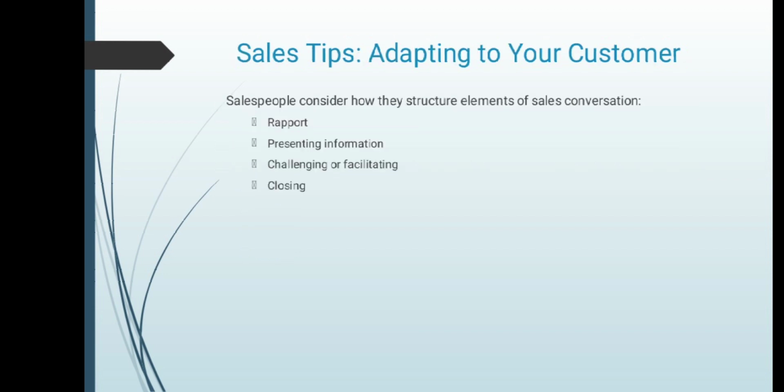Sales tip: adapting to your customer. Salespeople consider how they structure elements of the sales conversation: rapport, presenting information, challenging or facilitating, and closing. For rapport, does the buyer appreciate more relationship-building rapport? Does the buyer prefer to be more focused and move directly to the objective of the meeting?